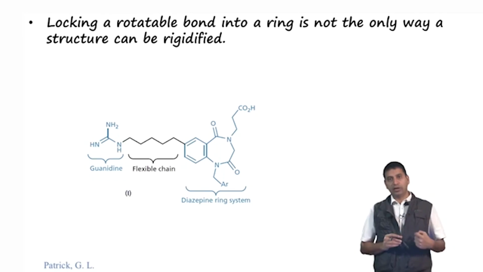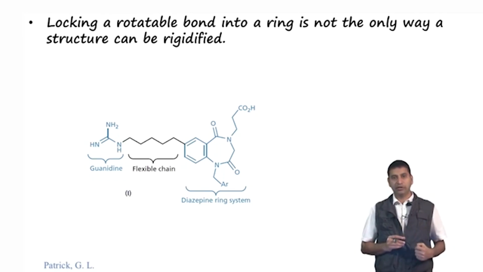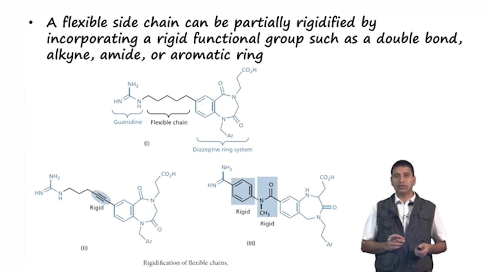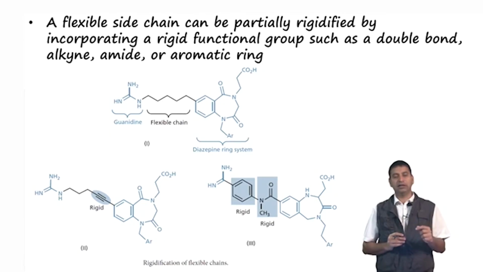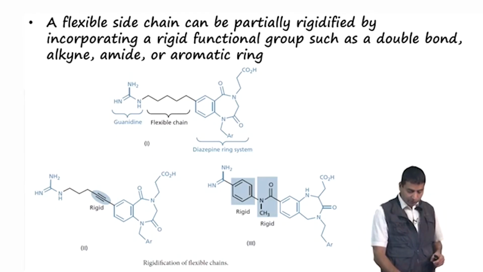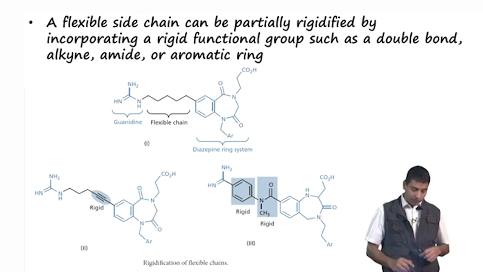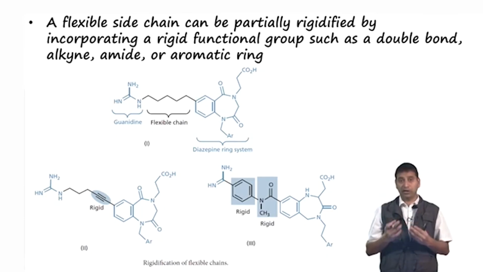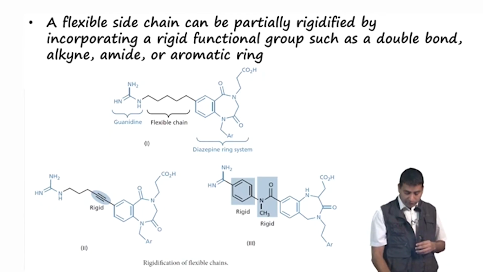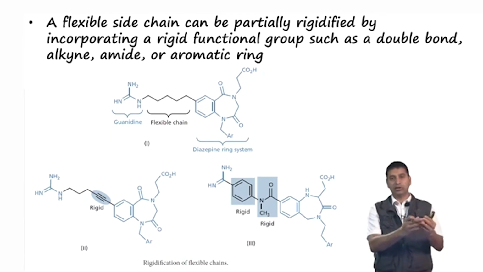Locking a rotatable bond into a ring is not the only way that the structure can be rigidified. One thing that we can do is to partially rigidify by incorporating a double bond, an alkyne, amide or an aromatic ring. Here the common theme is that we are introducing sp2 or sp3 hybridized bonds. If you have a flexible chain as shown here, and we want to make it more rigid, then one of the ways is to introduce an alkyne. The alkyne restricts the number of rotatable bonds, and that may help in rigidification or partial rigidification of the structure. Alternatively, we can also introduce an amide along with a benzene ring.